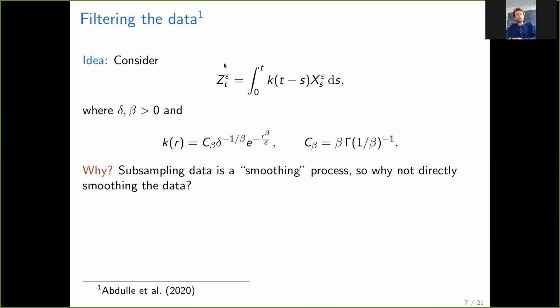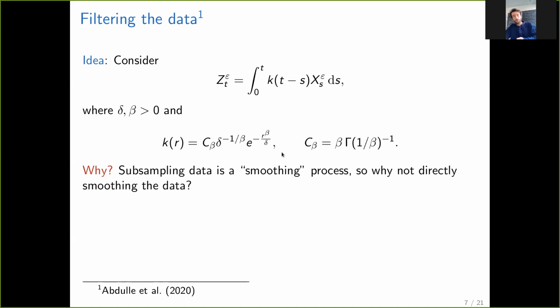So we introduced this new process, Z_t epsilon, which is given by the truncated convolution of the original data, X_s epsilon, with some exponential kernel that is given here. The kernel depends on 2 parameters, delta and beta, both positive. It is given by delta to the -1 over beta times the exponential of r to the beta over delta. And c of beta is given by this value, and it's actually just a normalizing constant that makes this integrate to 1 if you integrate from 0 to infinity.